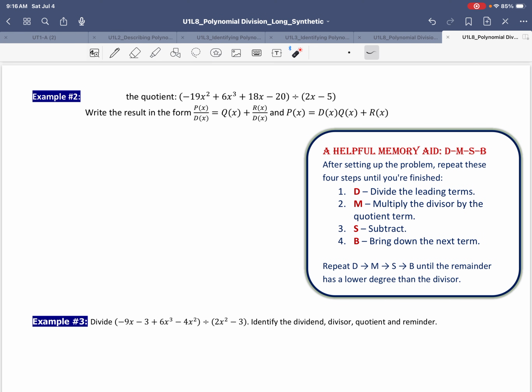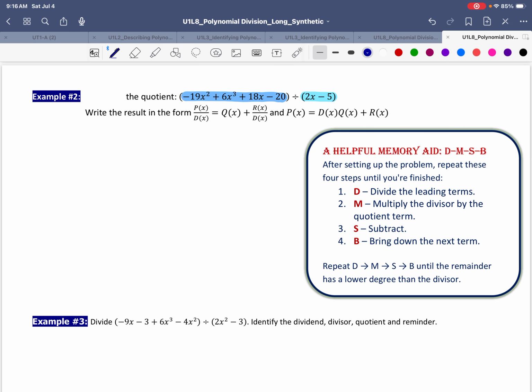We'll continue with example 2 in lesson U1L8 polynomial division, and we are focusing on long division here. So this time we're looking into the division of the polynomial expression negative 19x squared plus 6x cubed plus 18x minus 20 by 2x minus 5. So first let's set up the division.